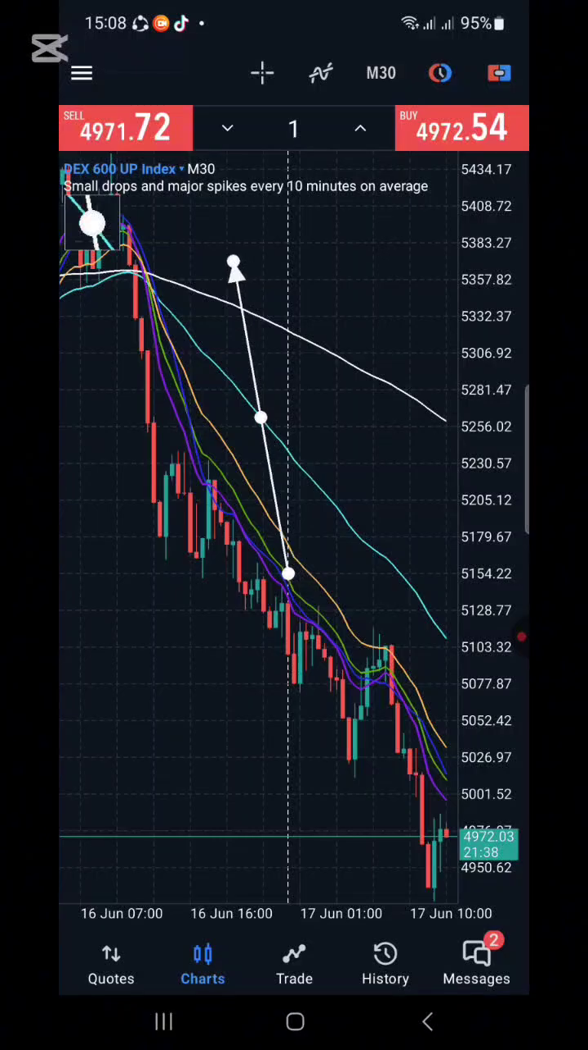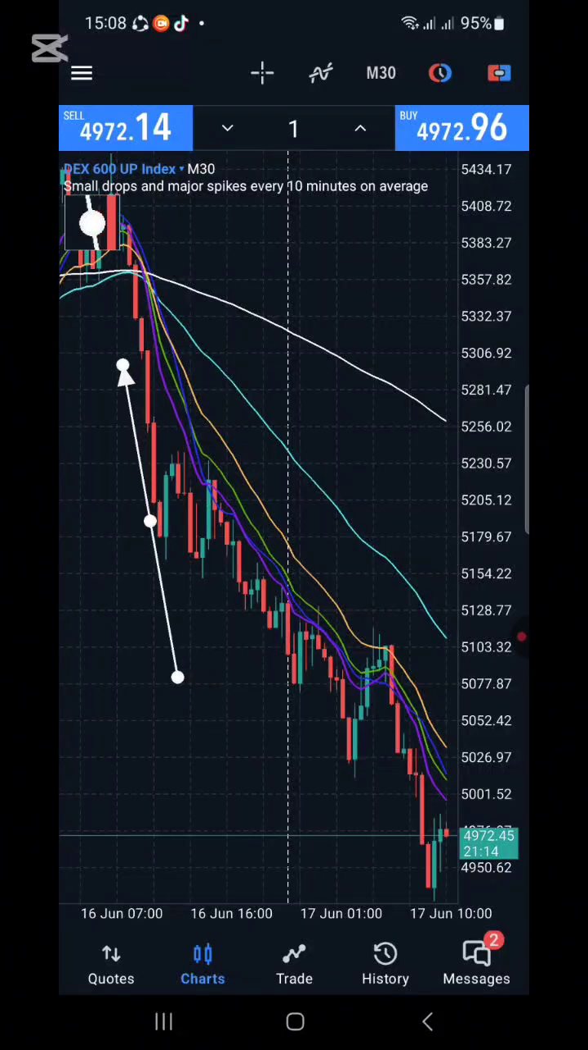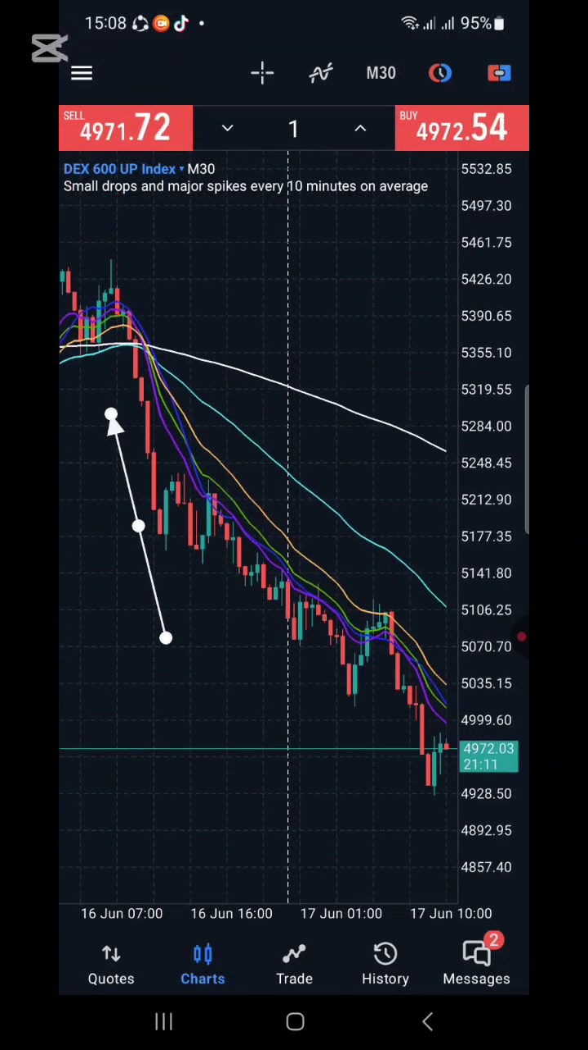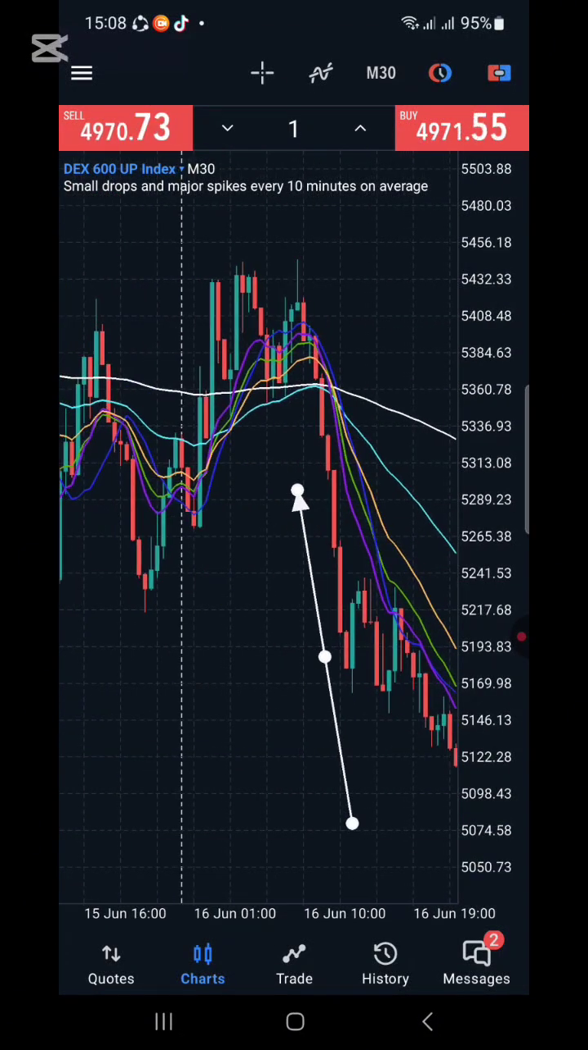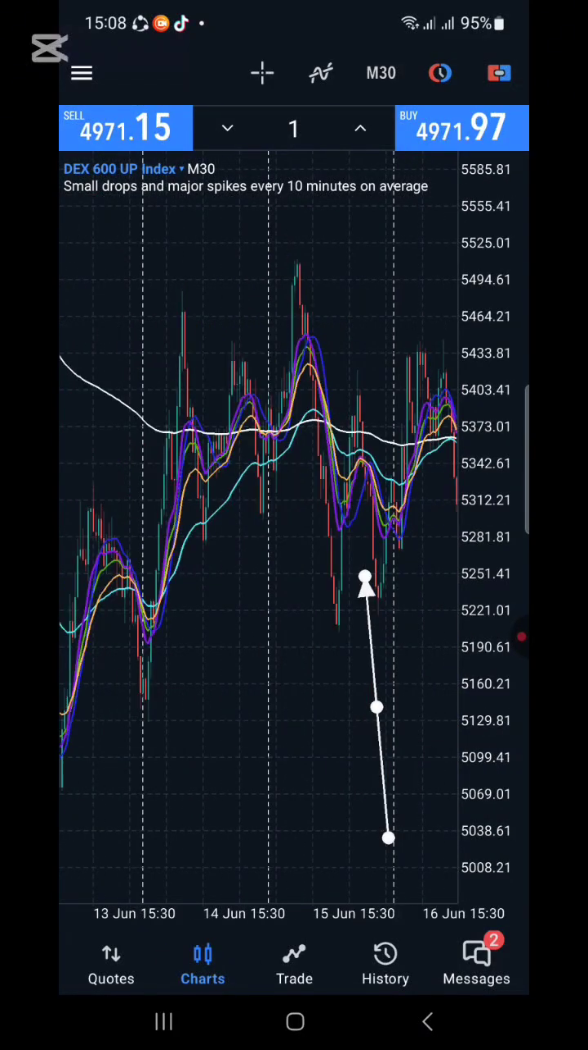And these two EMAs, the white and the light blue, are the trend ones. So first of all, we need to see the trend. For instance, if the candlesticks are below these two lines, we are in a downtrend. If these two lines cross while the candlesticks are below them, it signifies that we are in a downtrend, right?